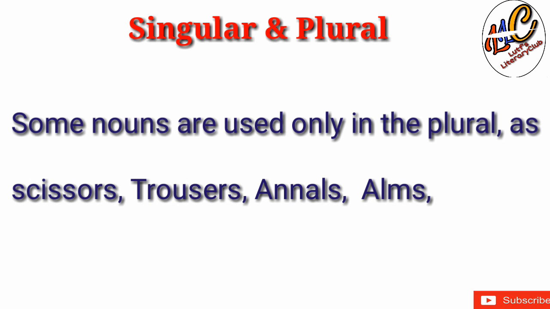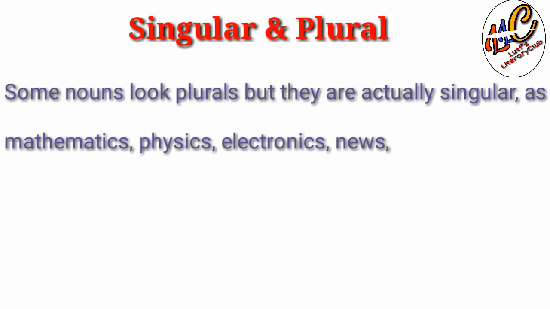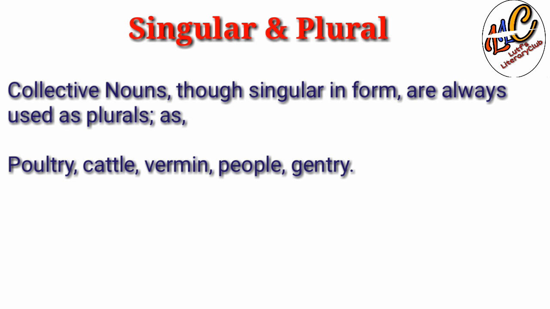Some nouns are used only in the plural form. For example, scissors, trousers, annals, arms. Some nouns look plural but they are actually singular. For example, mathematics, physics, electronics, news. Certain collective nouns, though singular in form, are always used as plural. For example, poultry, cattle, vermin, pupil, gentry.